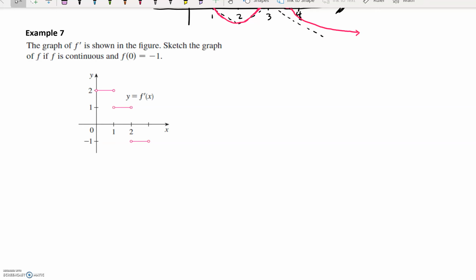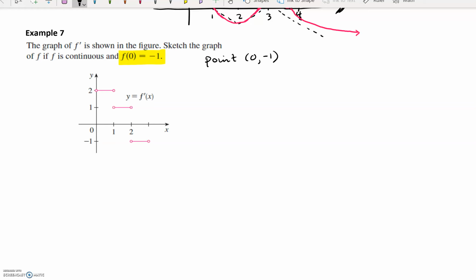Okay, so the graph of f prime is shown in the figure. Sketch the graph of f if f is continuous, meaning no holes or gaps, and f of 0 is -1. So we do know our original function goes through the point 0, -1, and it has these slopes, basically.